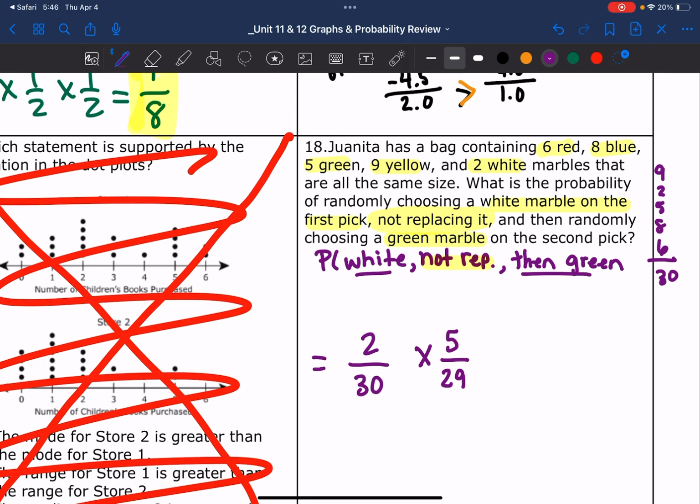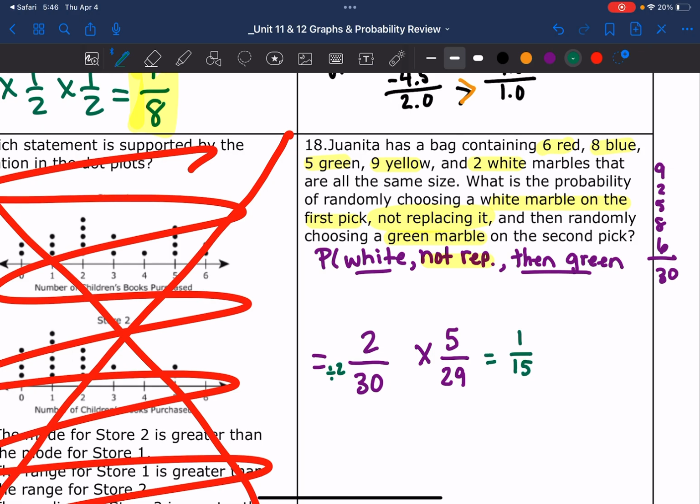All right, now let's see if we can simplify any of these. I can simplify this one because I can take 30 divided by 2 and I'll get 15. So this one would actually be 1/15. Can I simplify 5/29? If I divide 29 by 5, I'm going to get a decimal, so that one stays the same. Now all I have to do is top times top, bottom times bottom. So the top would be 5 because 1 times 5 is 5. And the bottom I have to multiply 15 times 29.